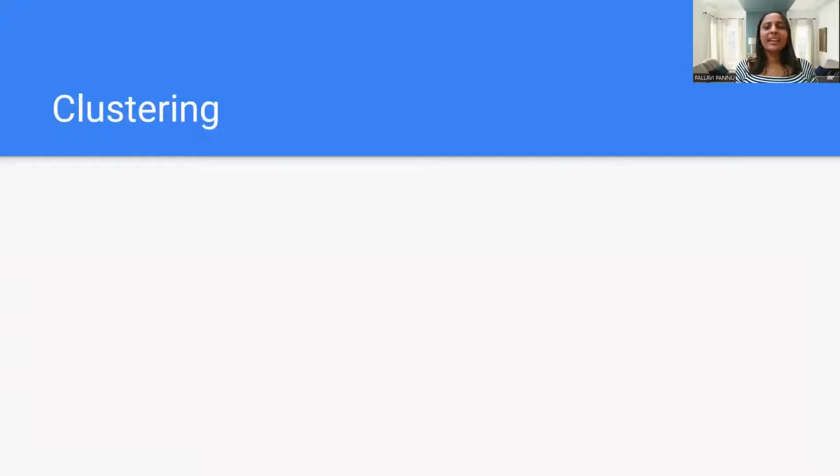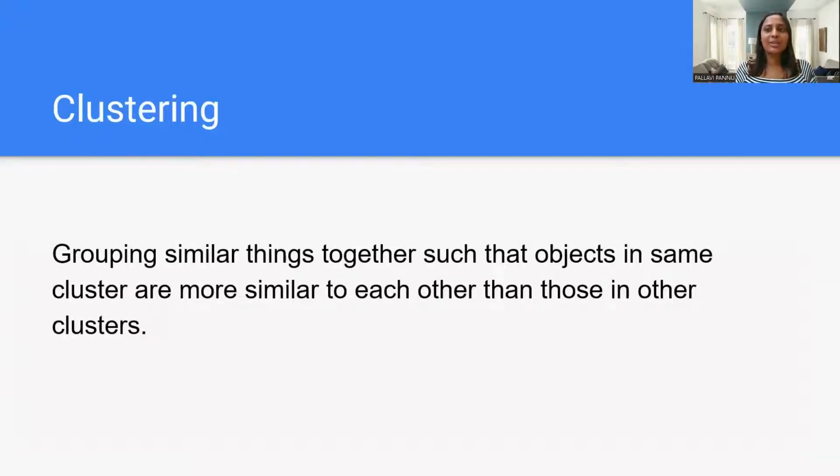So I can say in simple plain English, clustering is grouping similar things together such that the objects in the same cluster are more similar to each other than those in the other cluster. For example, this is cluster 1, this is cluster 2. Objects in this cluster will be more similar as compared to objects in the other cluster, right?